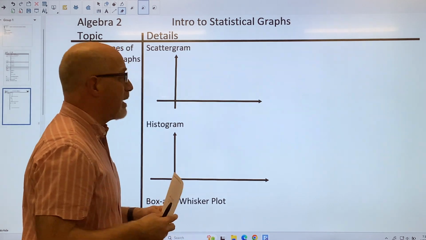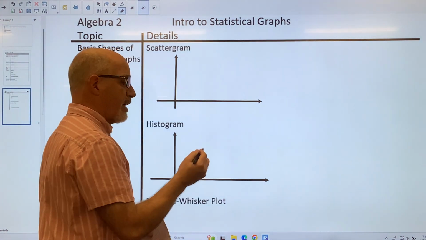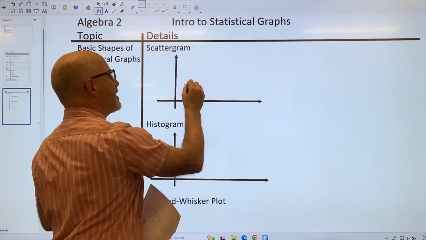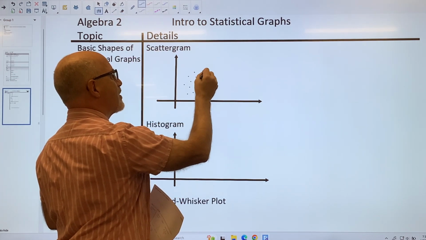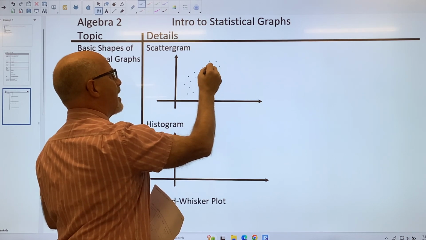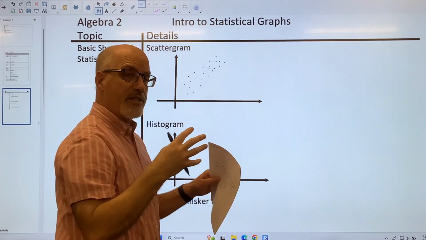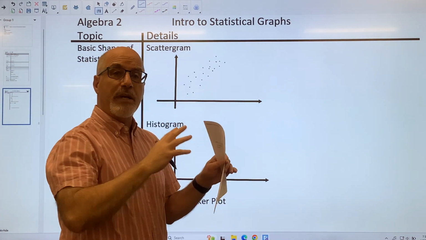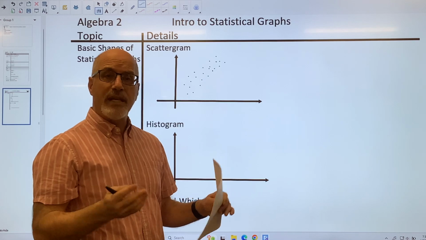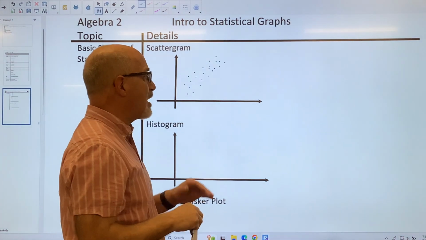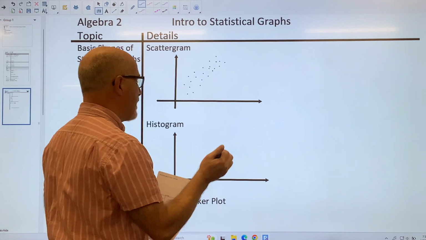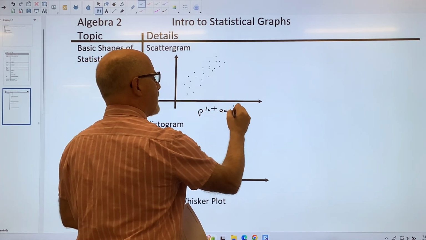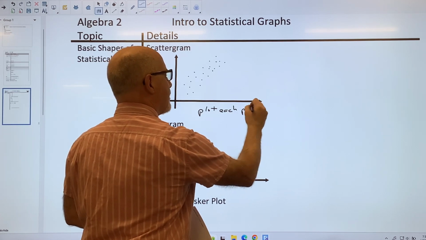So first of all, we're going to talk about a scattergram and what a scattergram looks like. And these you just plot the ordered pairs and you get a set of numbers that will in some ways give you maybe a direction, either going up or going down, or there'll be a cloud of points that don't give you any direction at all. And we'll talk about what correlation means with that. But a scattergram is where you plot each point.